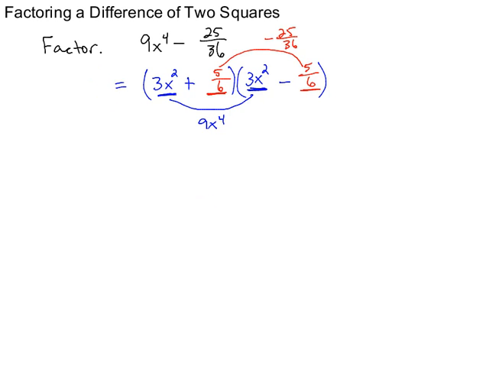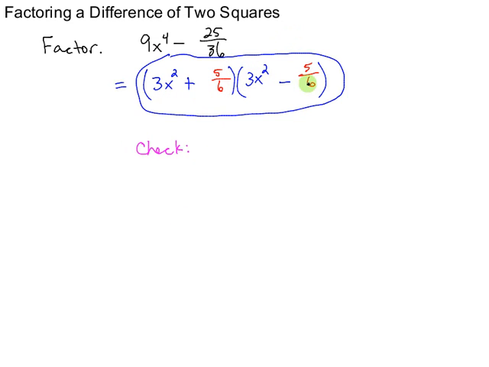Now what we need to verify is what happens when I multiply these two binomials. Let's check our answer. Let's be more formal here. So I'm saying we're done here, but let's check our answer and multiply this back out. So the 3x squared times the 3x squared is 9x to the fourth. The 5/6 times the negative 5/6 is negative 25 over 36.